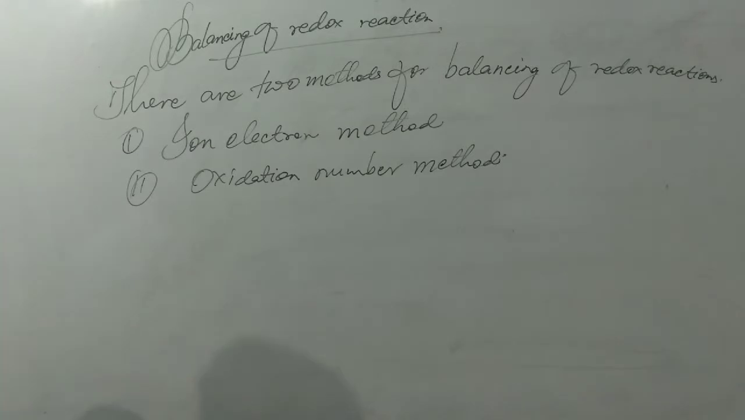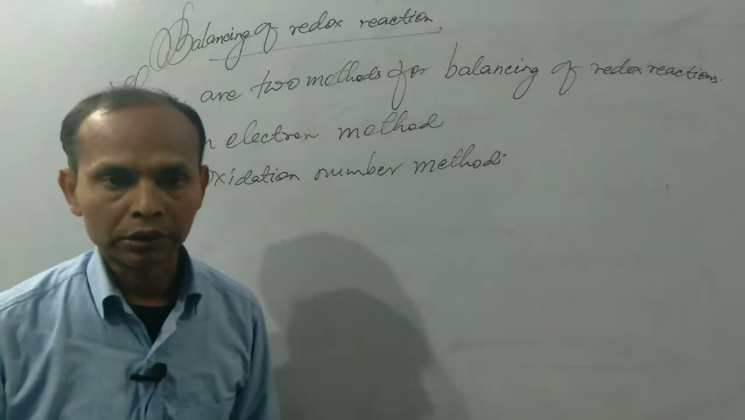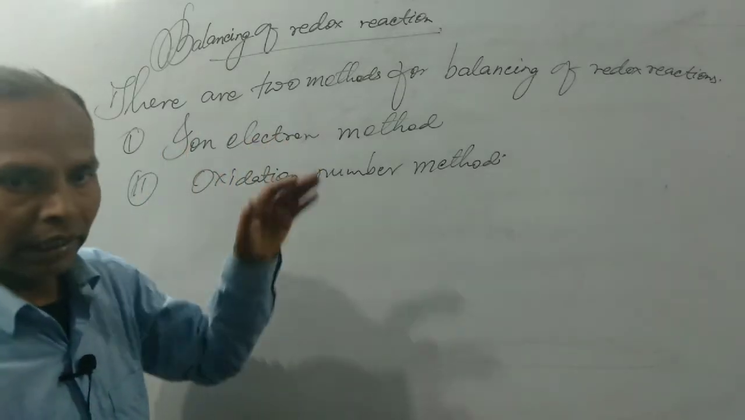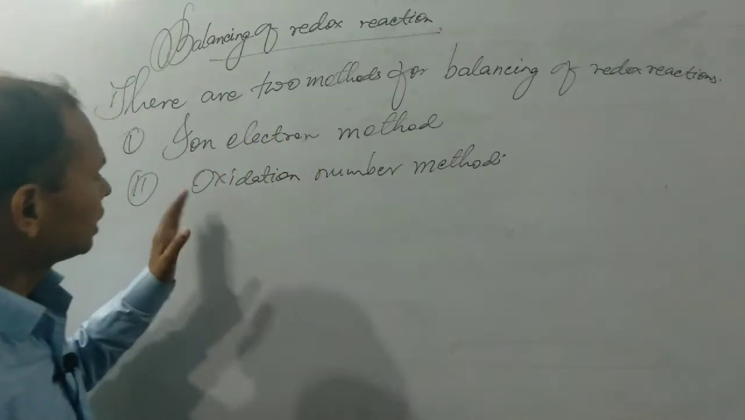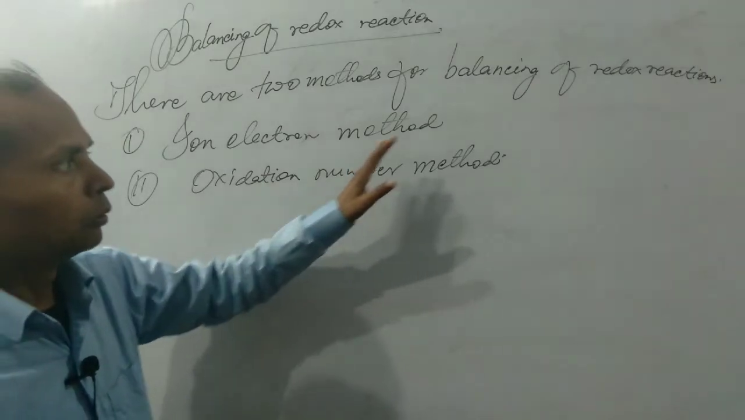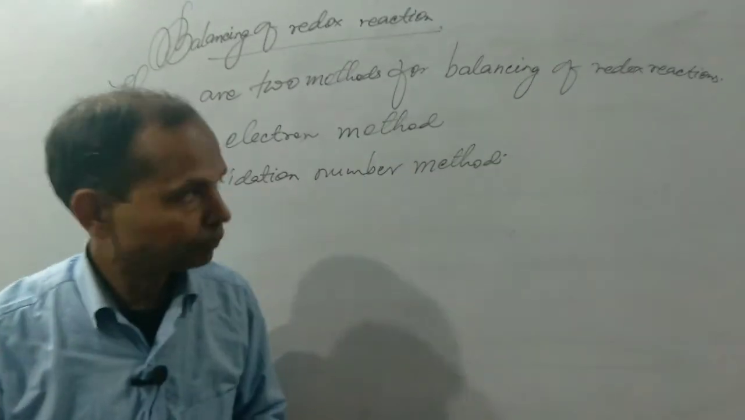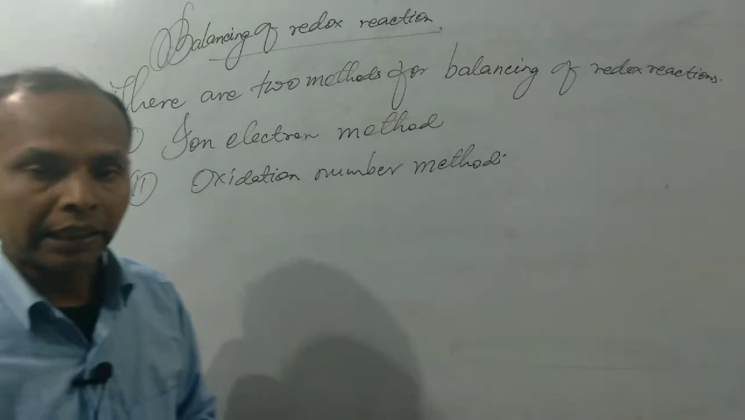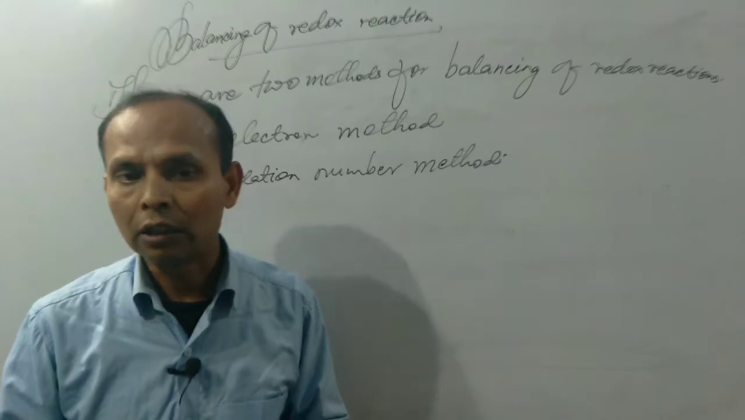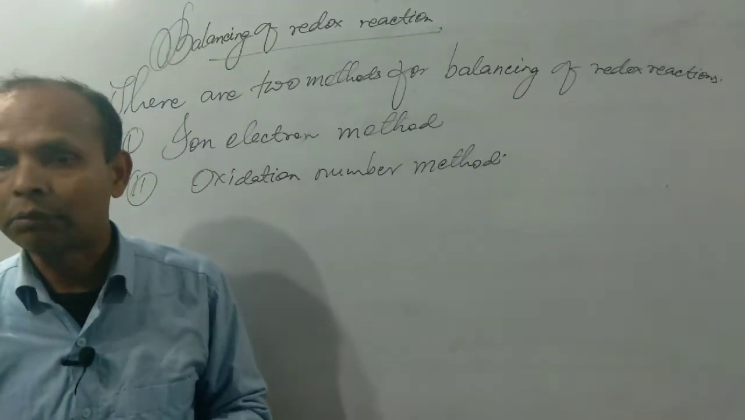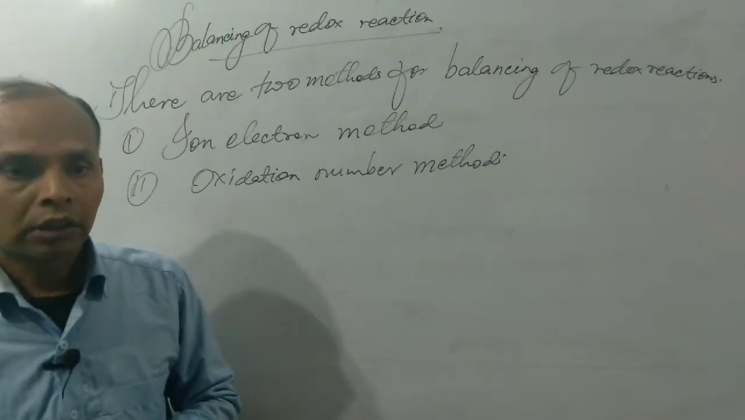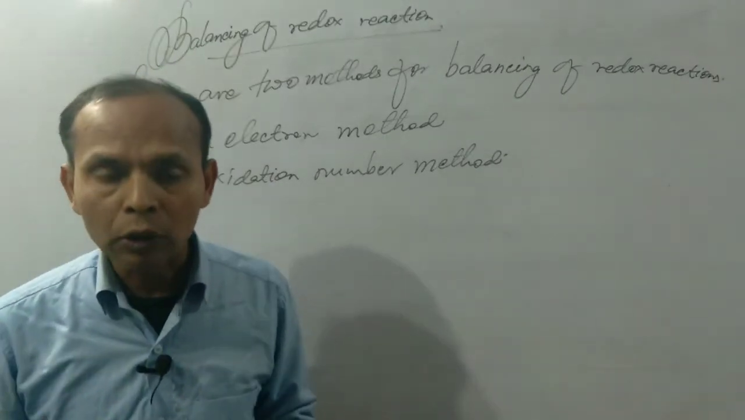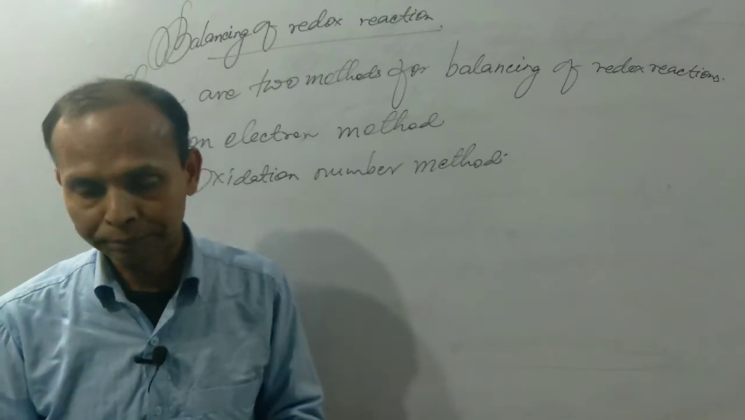These are the rules by which we can balance the given redox reaction. One method is the ion electron method for balancing of redox reaction, and the second is the oxidation number method. First we have to discuss the ion electron method. With the help of the ion electron method, we can balance the given redox reaction by applying a number of rules. First, we have to divide the given redox reaction into two half equations.